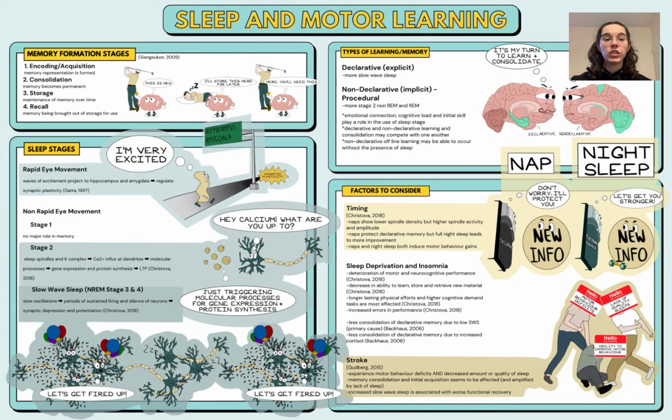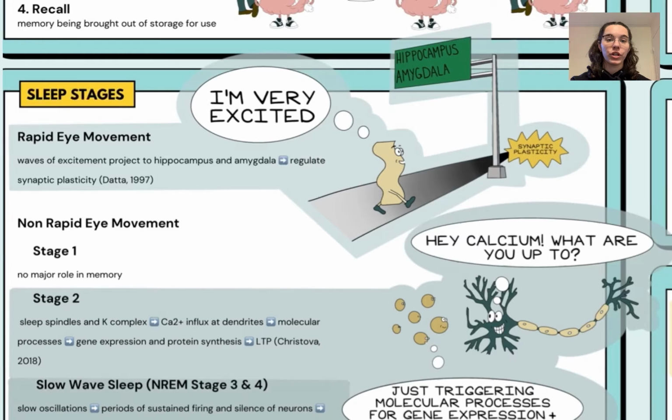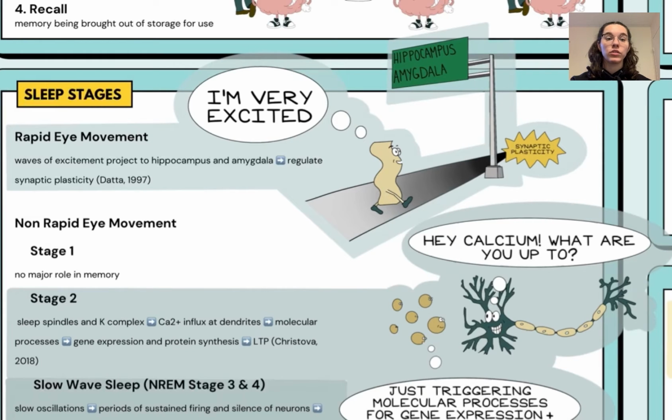Now we'll talk sleep stages. There are 4. Besides stage 1 of the non-rapid eye movement, they all contribute to memory formation and in turn motor learning. The first is rapid eye movement. During REM, excitatory waves project to the hippocampus and the amygdala. The intensity and density of these waves increases after intensive learning and correlates with task improvement.